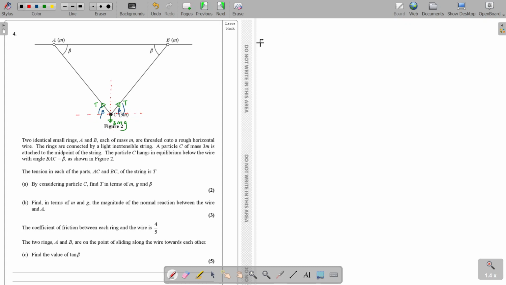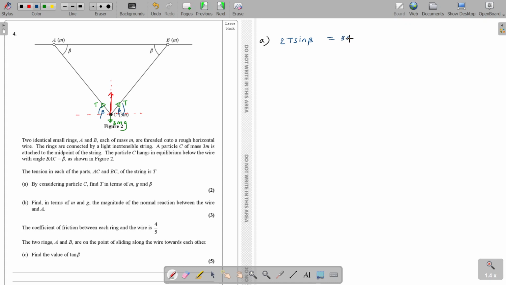So what are the upward forces? You have to resolve the tension. Upwards we have T sine beta. This guy also resolves to give T sine beta, and here this T also resolves away from the angle to give T sine beta. So T sine beta plus another T sine beta gives you 2T sine beta. That's the total upward force, so this is balancing out with whom? The downward force is 3mg.